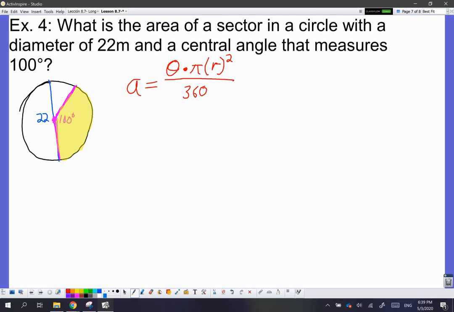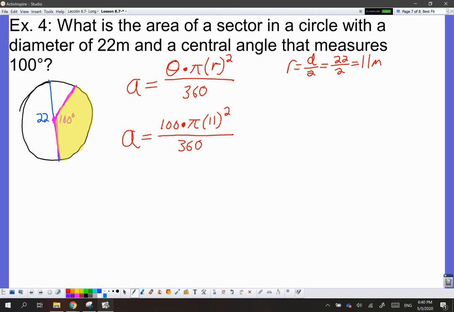Now we're not given the radius, we're given the diameter. But remember that the diameter is the radius times 2. So to find the radius, I can divide my diameter by 2, which gives me 11. So I know that the radius is going to be 11. So let's plug what we have into our formula. So the sector area equals our theta here, it's 100 degrees, times pi radius squared. We know the radius in this case is 11 squared, divided by 360.